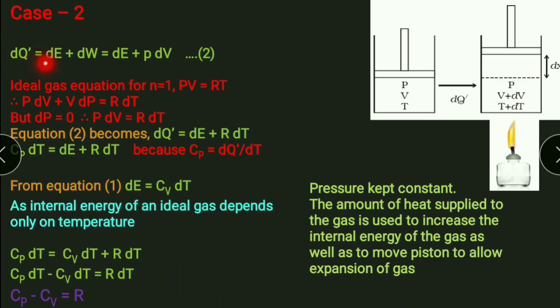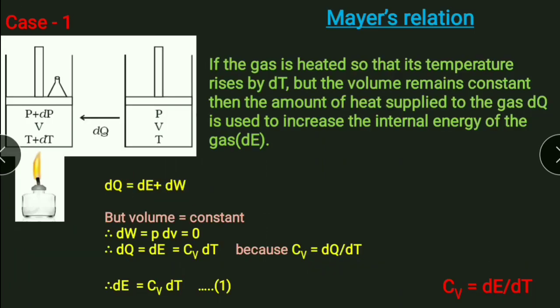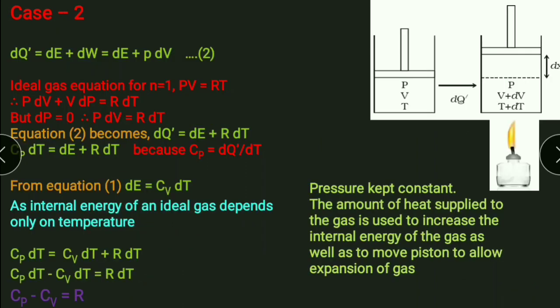So here dQ' and dQ are different. Obviously dQ' is greater than dQ, meaning the amount of heat supplied in the second case is more than in the first case. So substitute dE equals Cv dT from equation number 1 into this equation. So we get Cp dT equals Cv dT plus R dT.